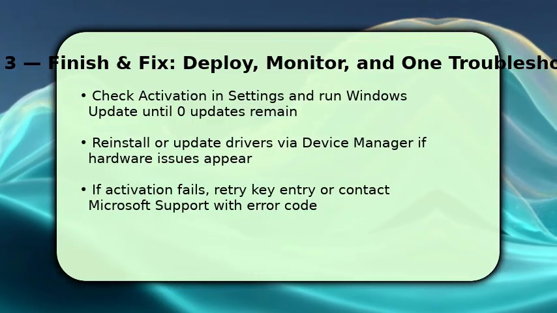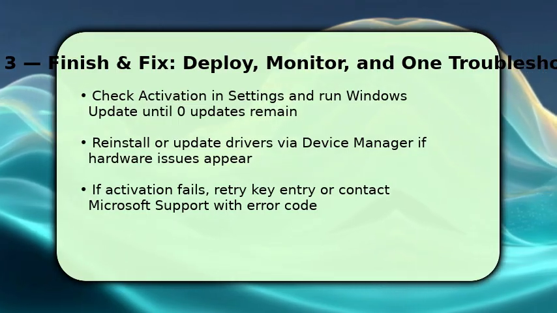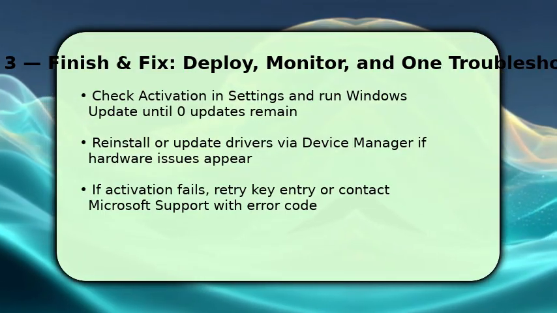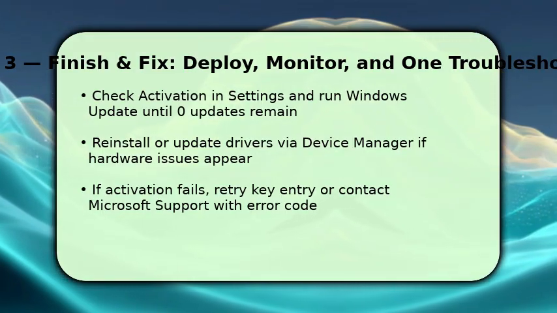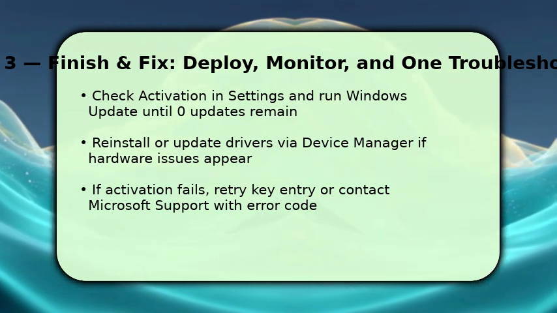If activation fails, copy the error code, retry entering the product key, and run the activation troubleshooter. One key troubleshooting tip: disconnect peripherals and retry activation. Conflicting devices sometimes block the process, then reconnect them after success.